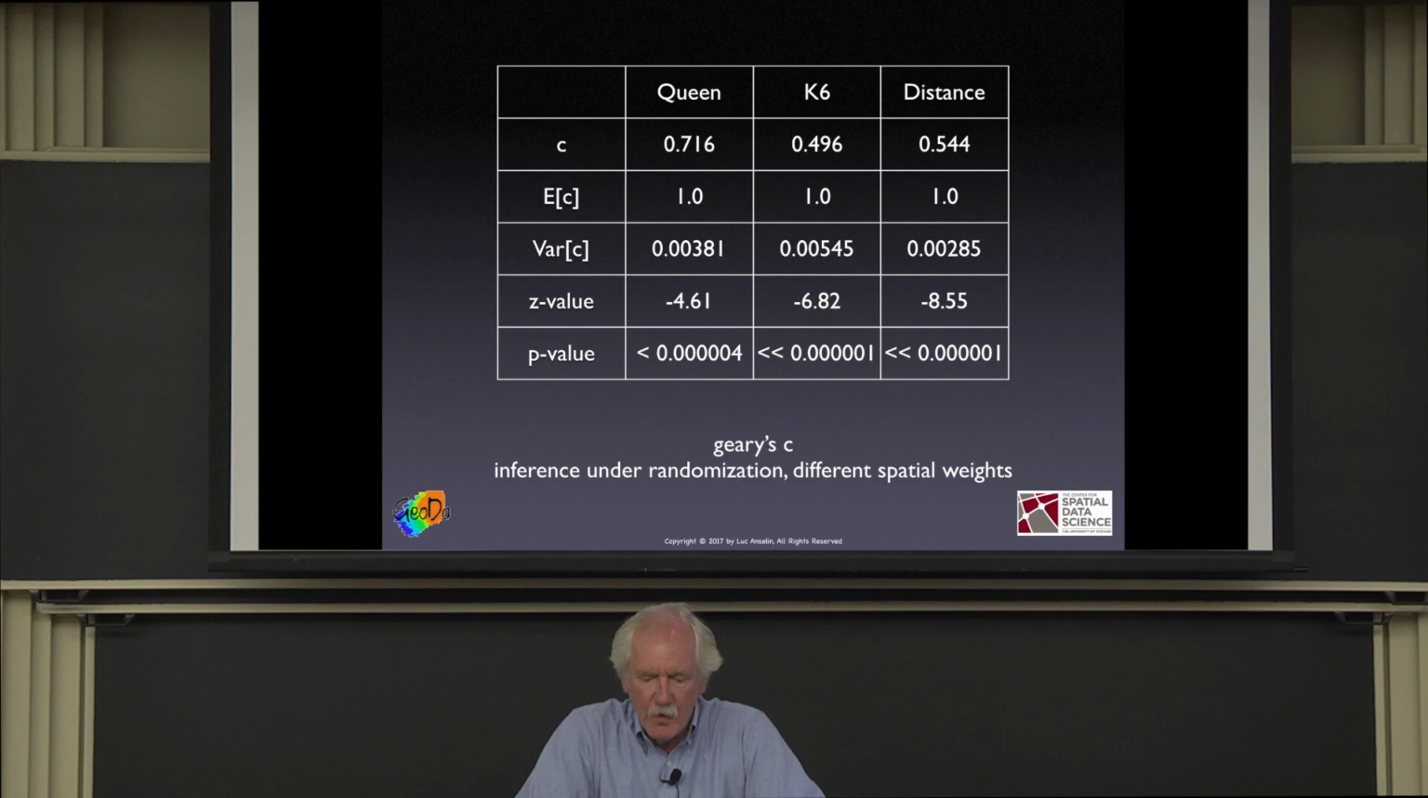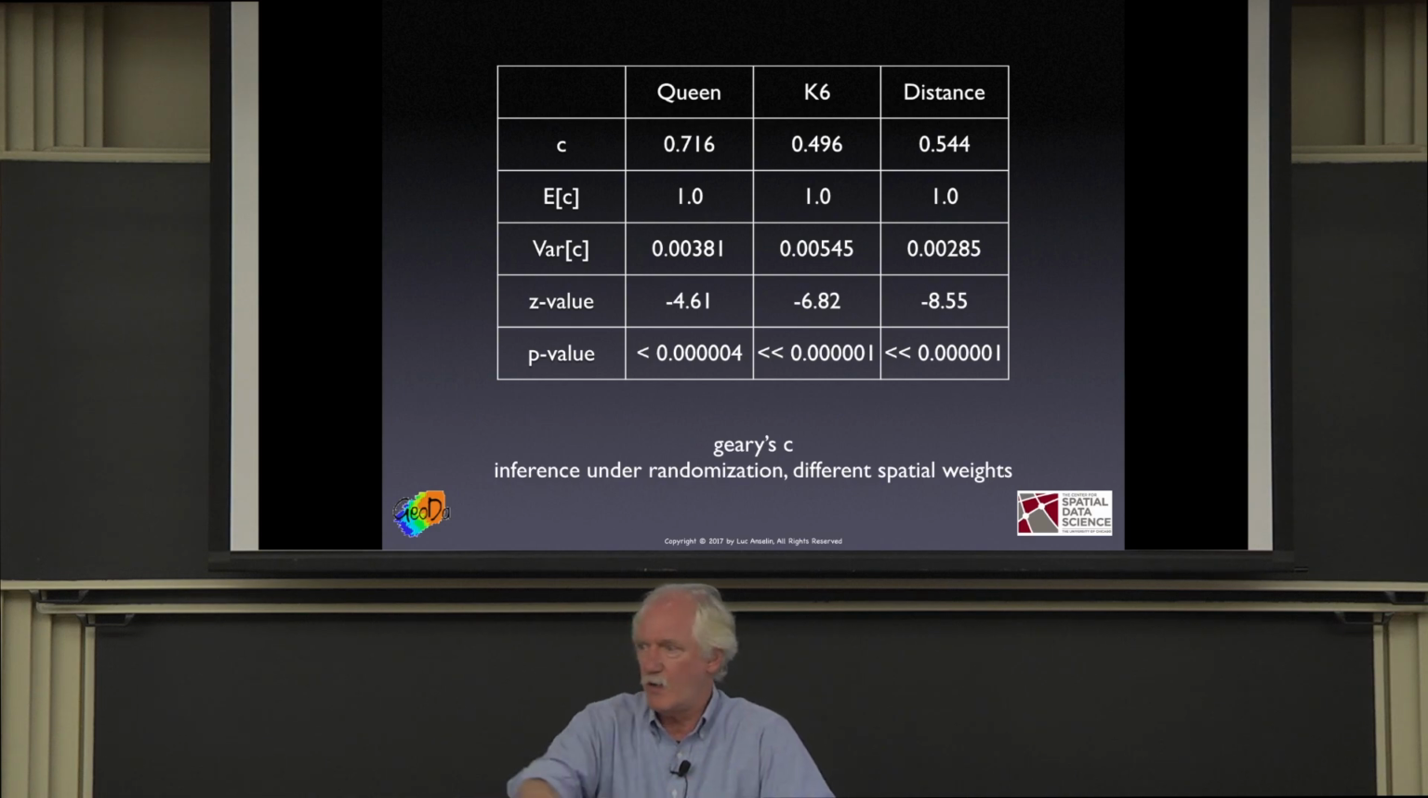Again, same example. Notice all these values for C are less than 1. So they suggest positive spatial autocorrelation. It's not because they're positive that it is positive spatial autocorrelation. If you had 1.2, that would point to negative spatial autocorrelation. So it's with reference to 1 that you have to compare them.